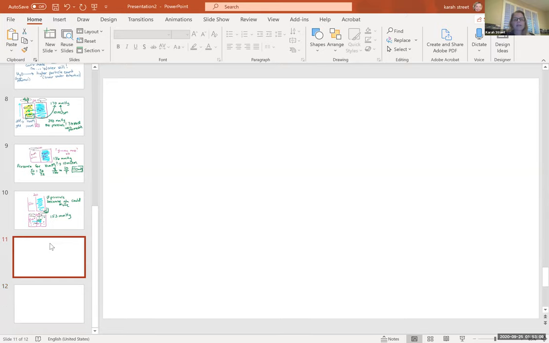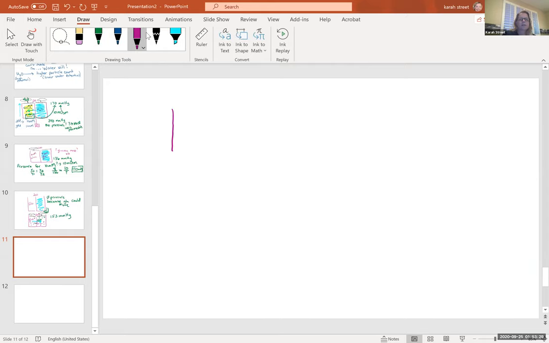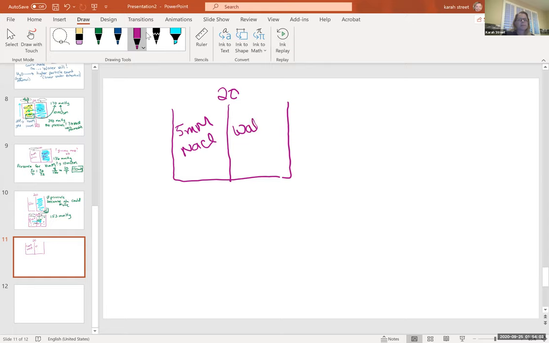The test might read like the following. You have two beakers side by side, separated by a dialysis tubing with a molecular weight cutoff of 20. All right, so then draw it, just like I have been tonight. Two beakers side by side with dialysis tubing in the middle with a molecular weight cutoff of 20. Okay, so far so good. You have 5 millimolar sodium chloride on one side. All right, so write that down. And you have water on the other side. All right, this is exactly what we did.